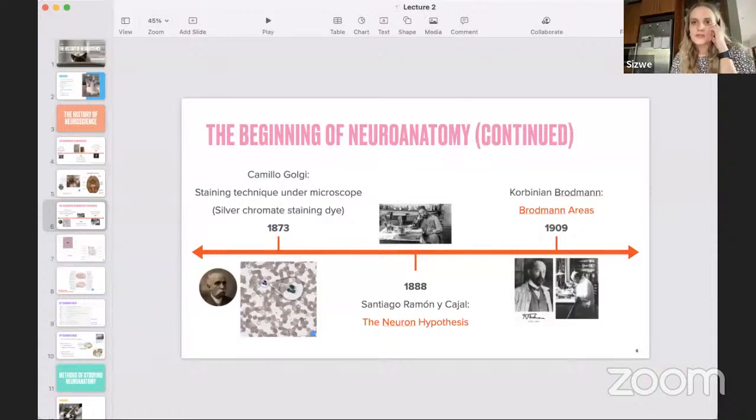Just trying to move the chat off my screen so I can actually see what's going on. Come on.